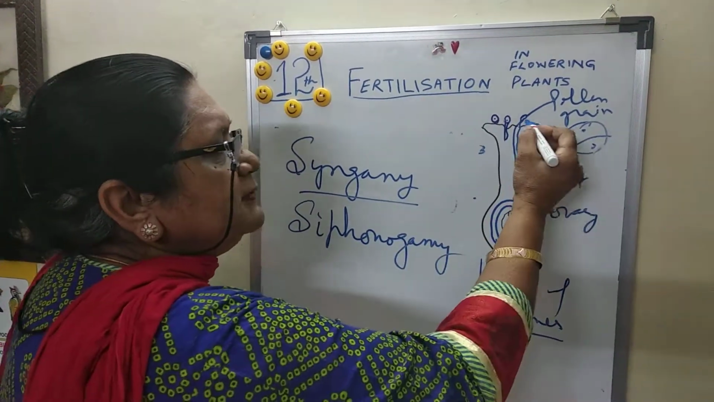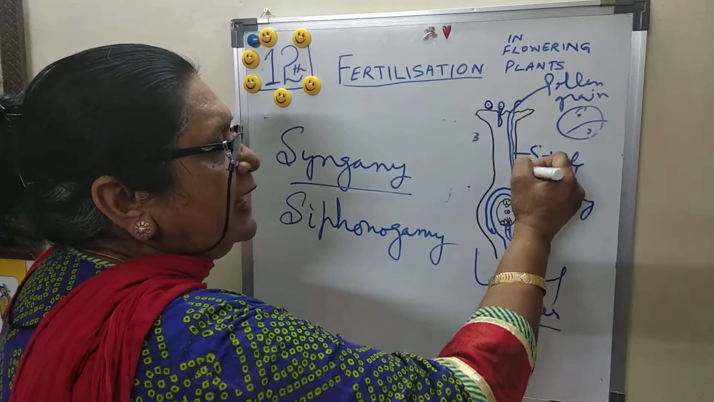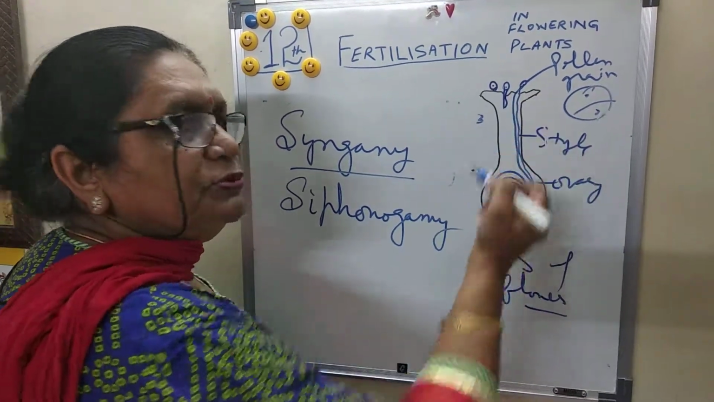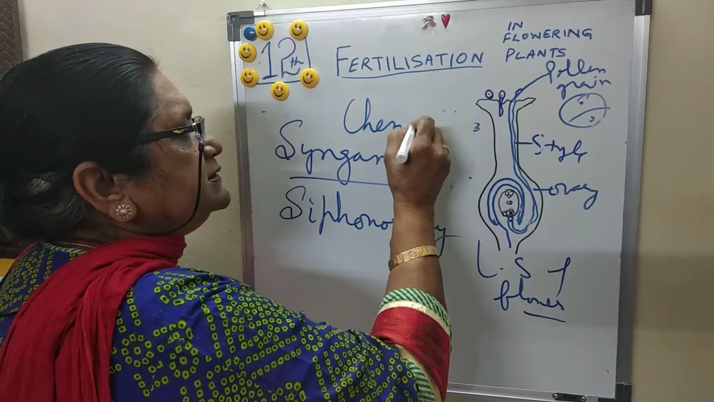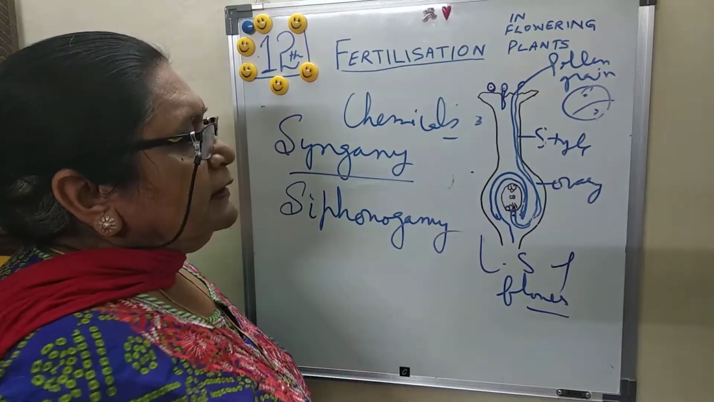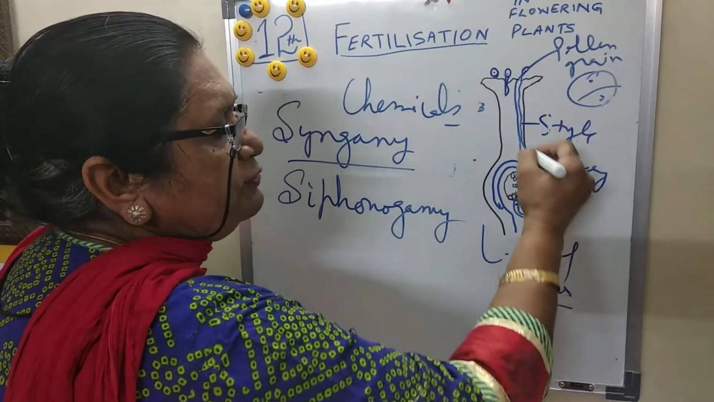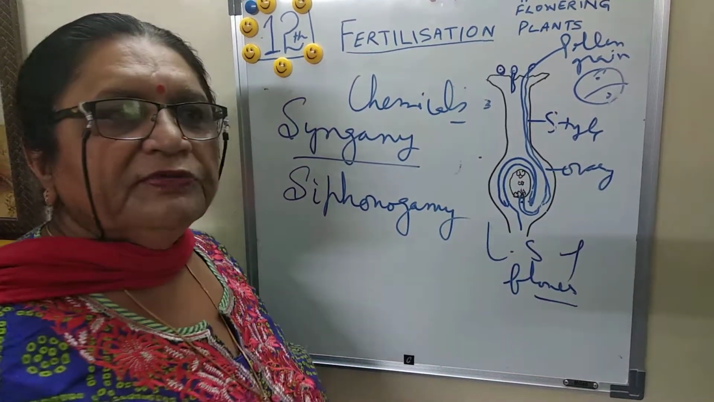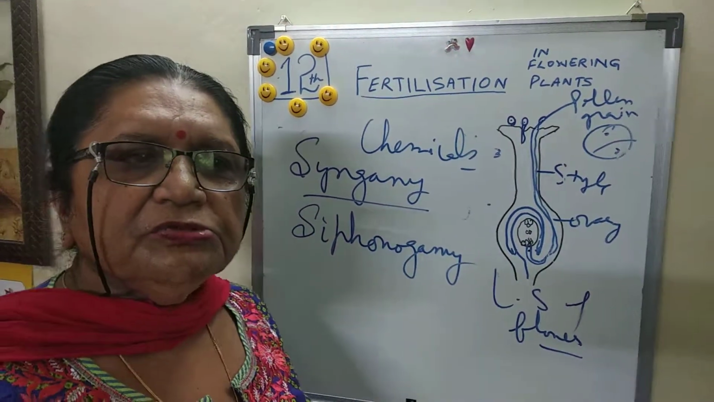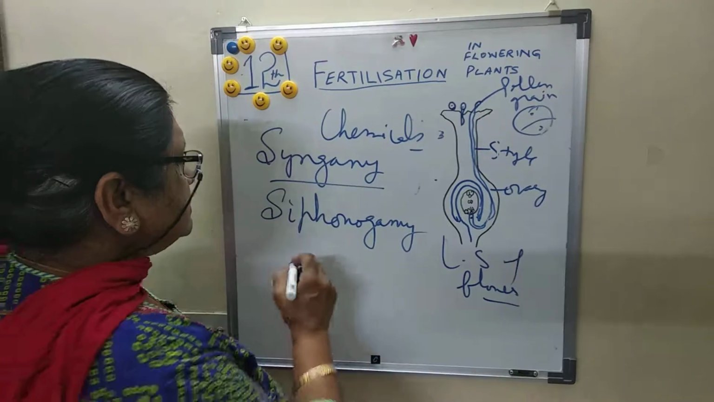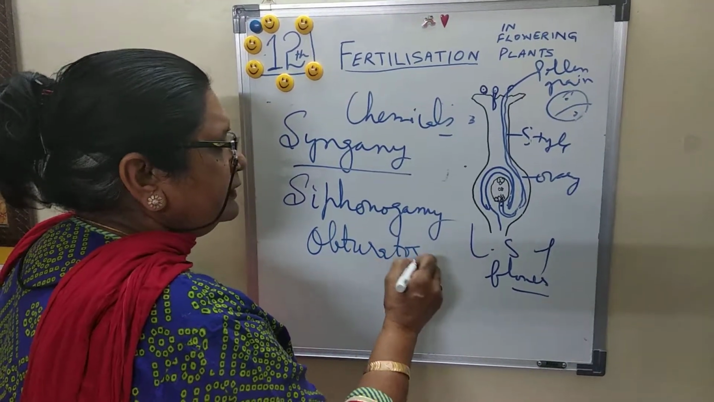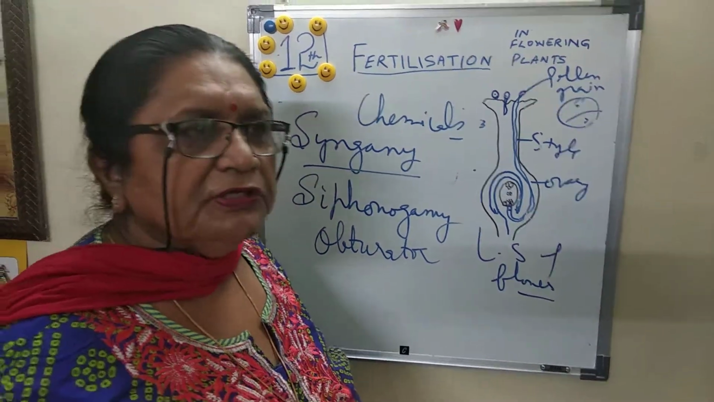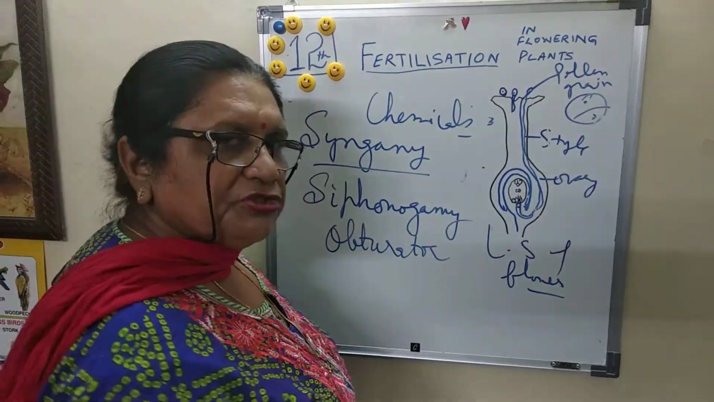Now, if they are compatible, the pollen tube is formed and breaks the tissue inside the style by the action of certain chemicals. In the ovary, the tissue which gives the path or direction to the pollen tube is called the obturator, which gives the pathway to the pollen tube to enter into the embryo sac.